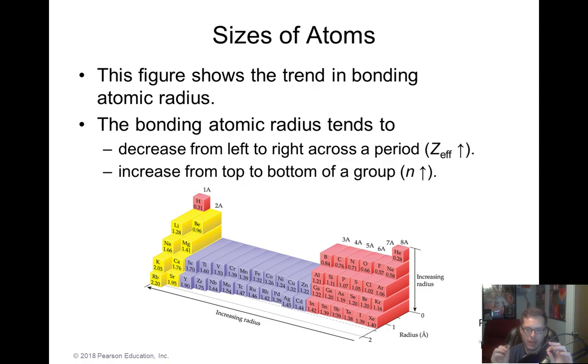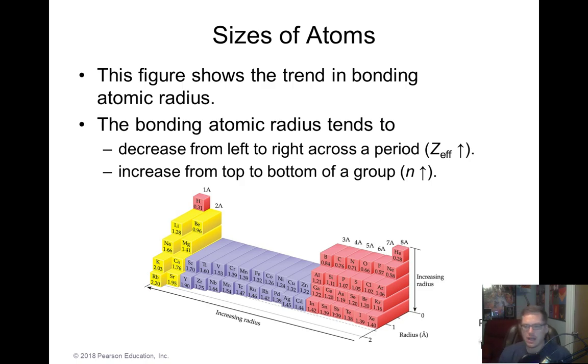But then, as we go top to bottom, notice what's happening with our graph here. As we go from the top of the periodic table down to the bottom, the atomic radius is actually increasing. That's following the same trend as Z effective. Remember, Z effective is not as strong of a difference as we go down, so something else is trumping it in determining atomic radius size.